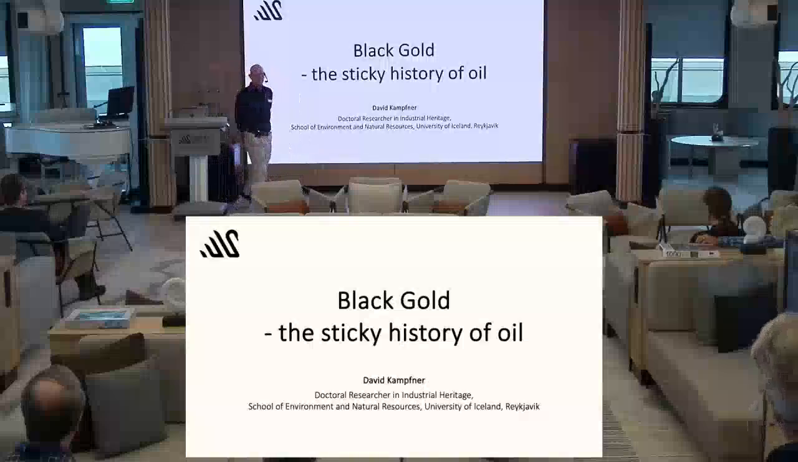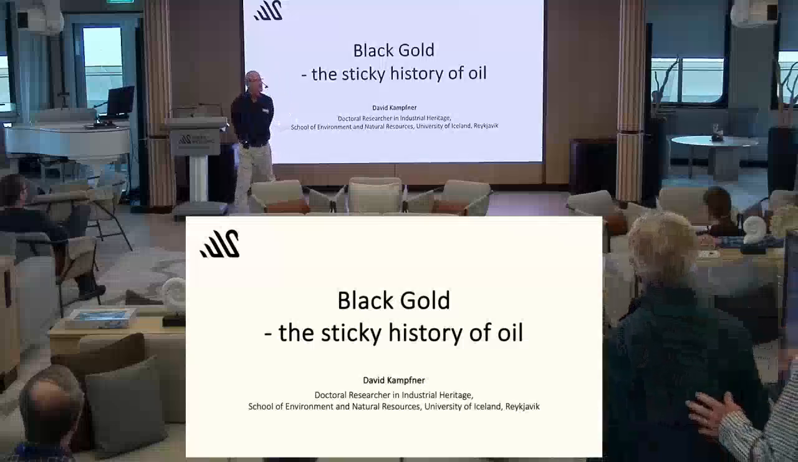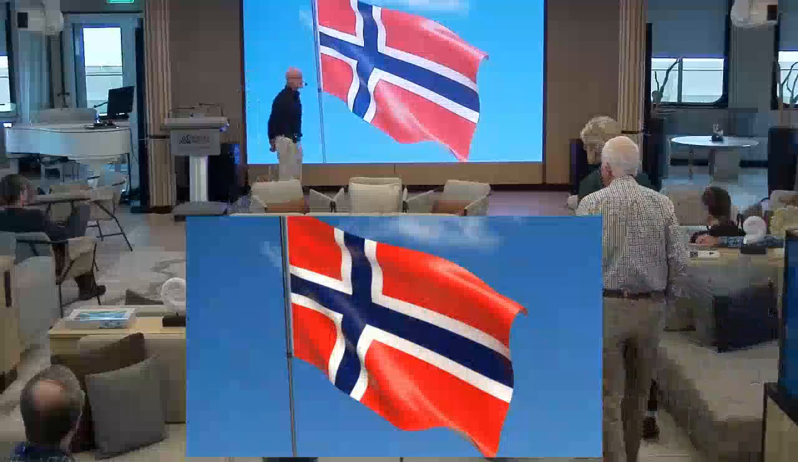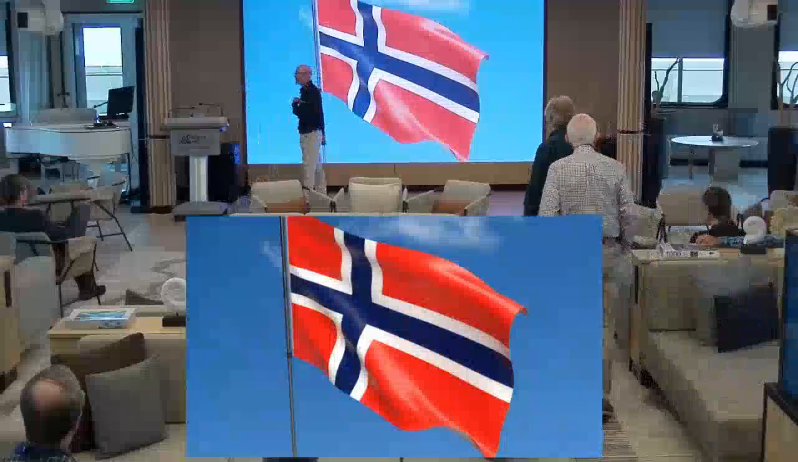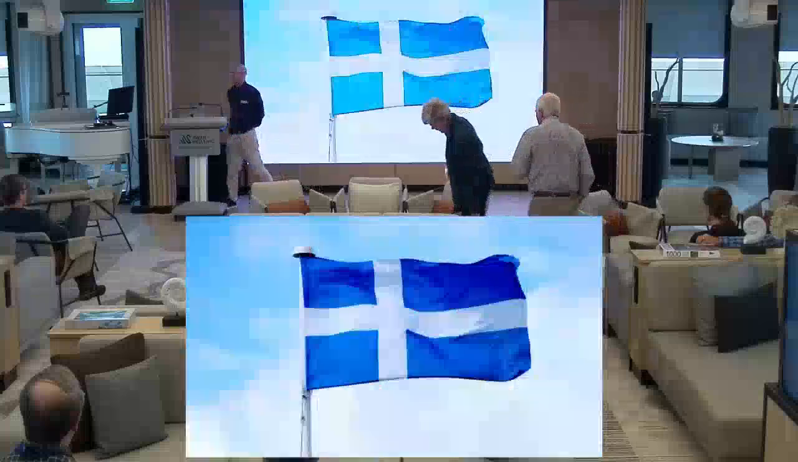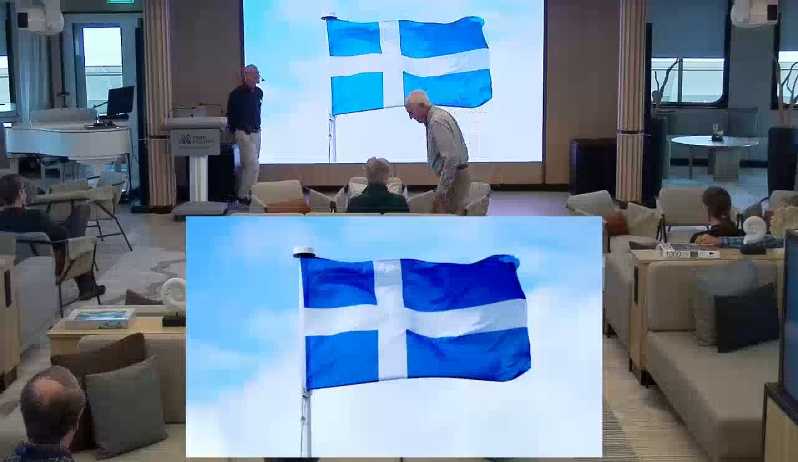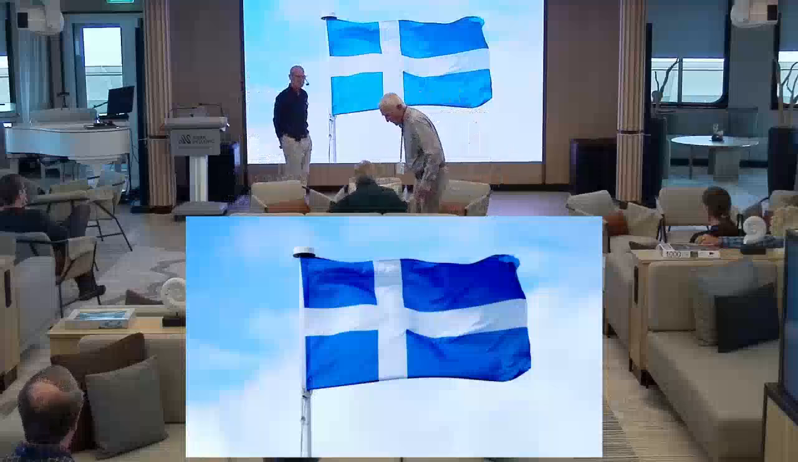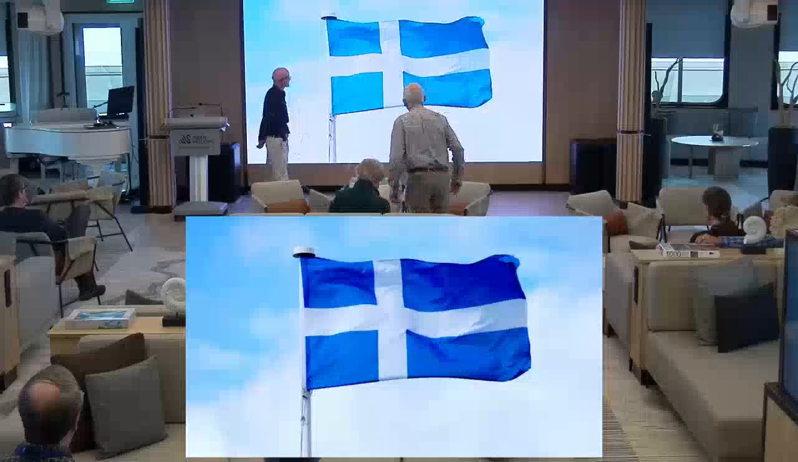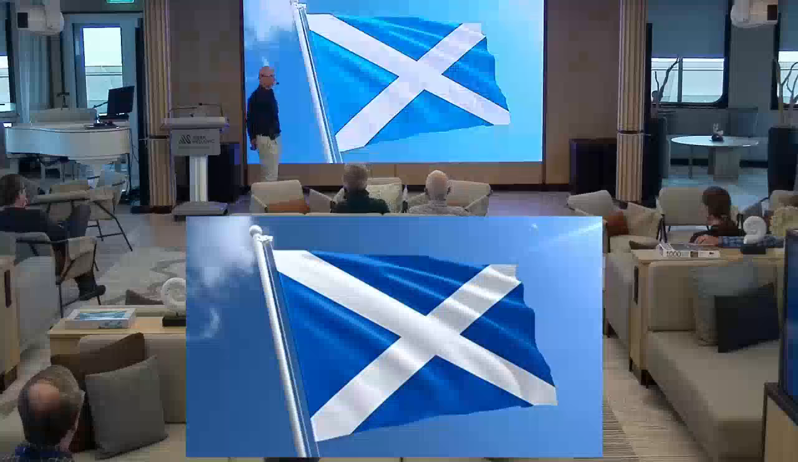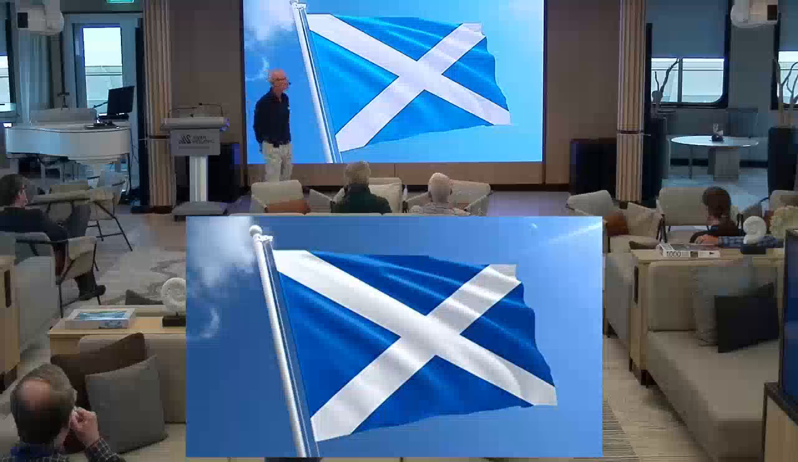Okay, so we're going to start with a quiz on exactly that topic. This is the flag of Norway, and this is the flag of... that was a trick question. So, yeah, Shetland and not Scotland. This is the flag of Scotland. Don't confuse the two. You won't find that on Shetland.